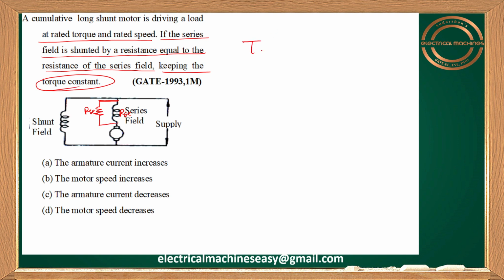Okay. So you know the relation, guys: Tm is proportional to phi into Ia. So what is it asking now? It just wants to maintain the torque constant. So torque is constant here. Now tell me, if you want to maintain the torque constant, see what is being asked. The series field is shunted by a resistance equal to the resistance of the series field. You already know that cumulative compound means total flux equals phi sh plus phi se. Okay.